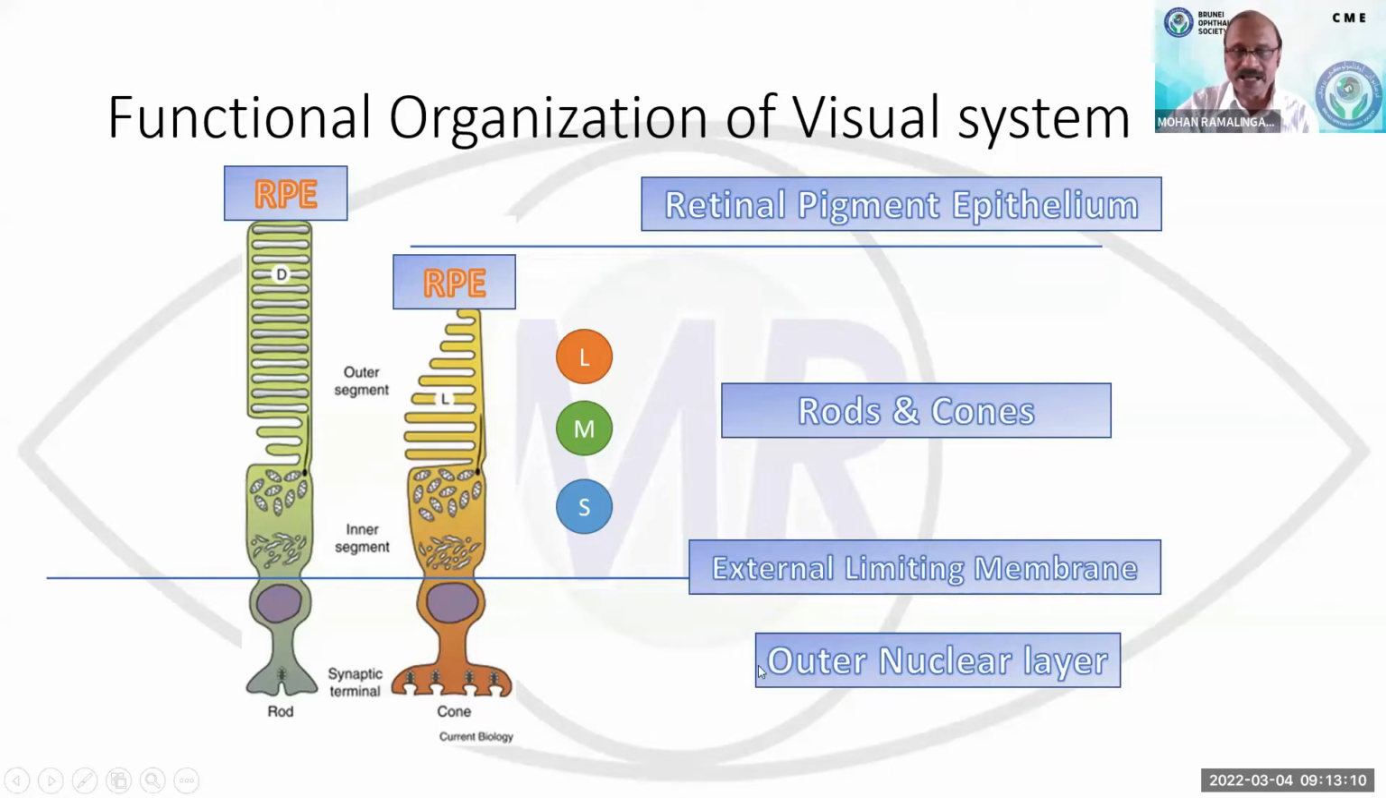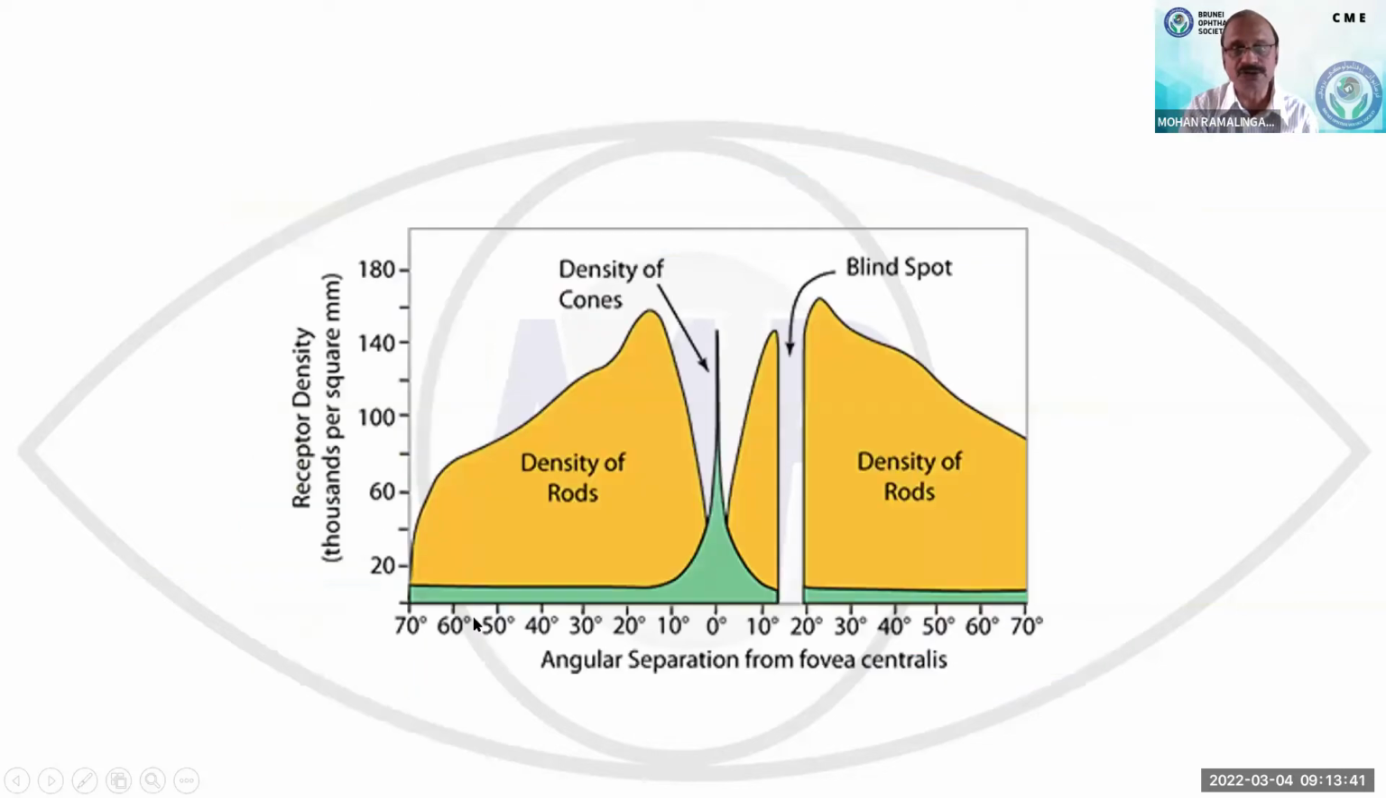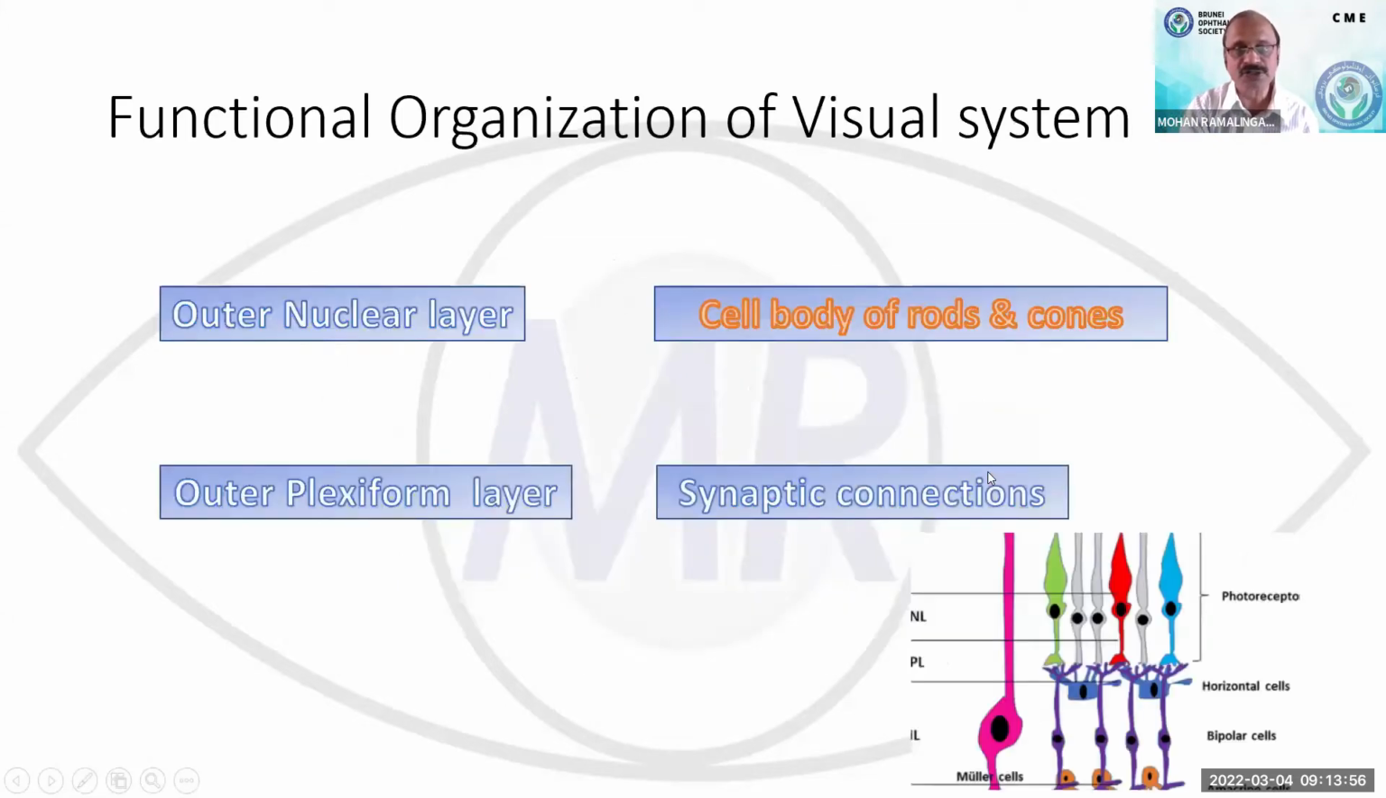The fourth layer of the retina is the outer nuclear layer. As I said before, we don't need to commit this to memory, just understand. The rods and cones have various parts, and the outer nuclear layer forms the cell bodies of the rods and cones. Now, regarding the distribution of rods and cones in the retina, this is the center of the retina where you have maximal density of cones, and in the periphery you have the density of rods.